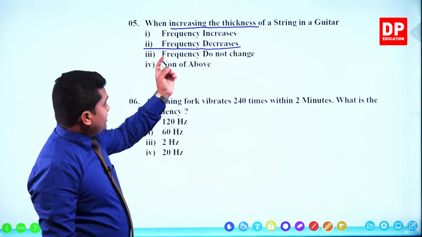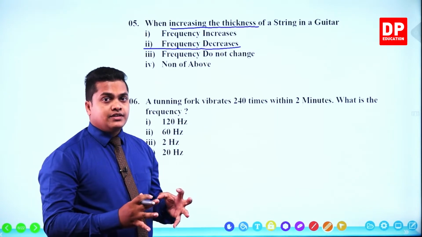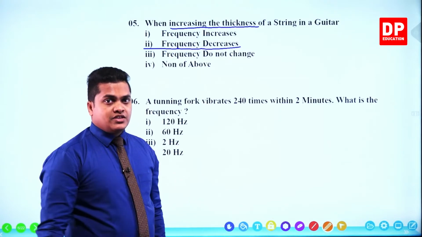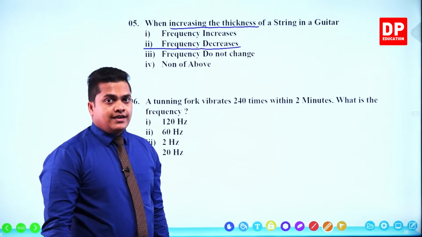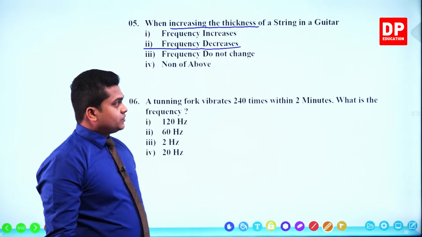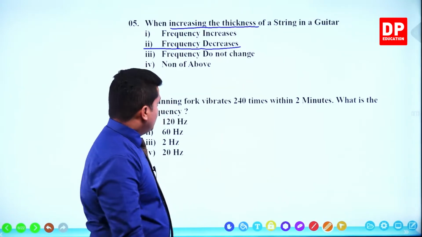In the third one, frequency does not change. It's incorrect. We know that when increasing the thickness or when decreasing the thickness, the frequency is definitely going to change in a guitar. And none of the above, right? These answers are correct. Next one.